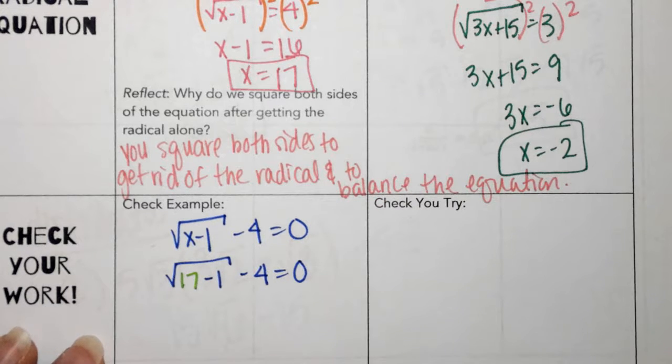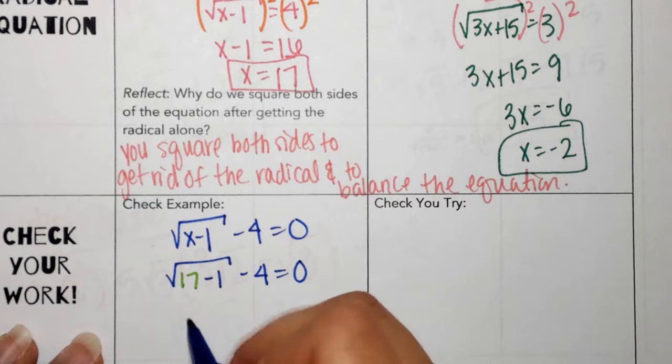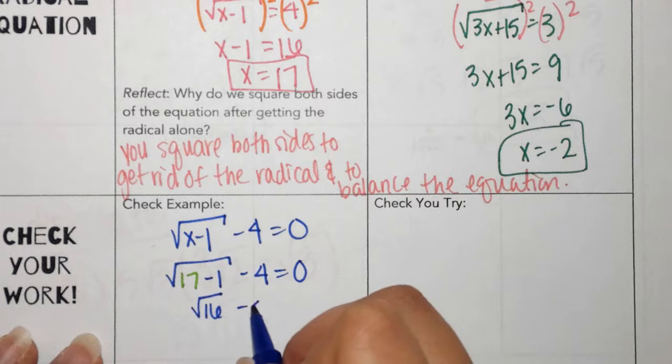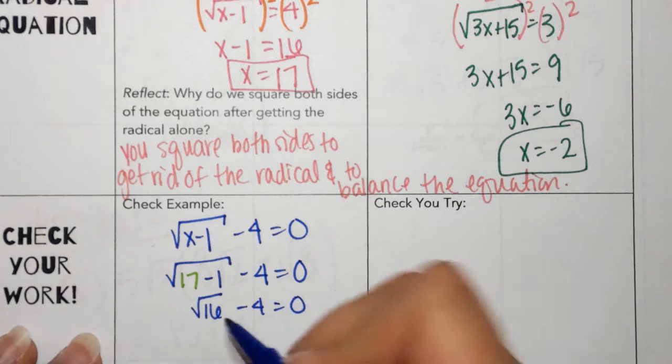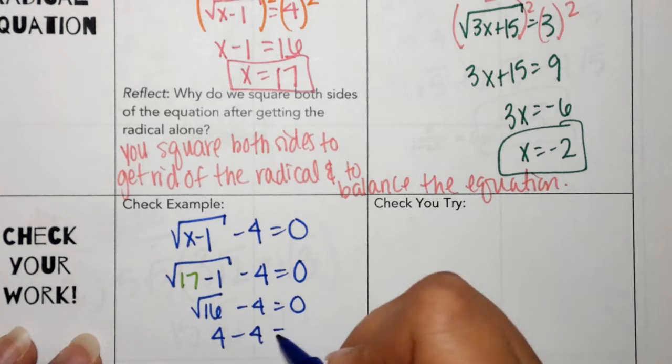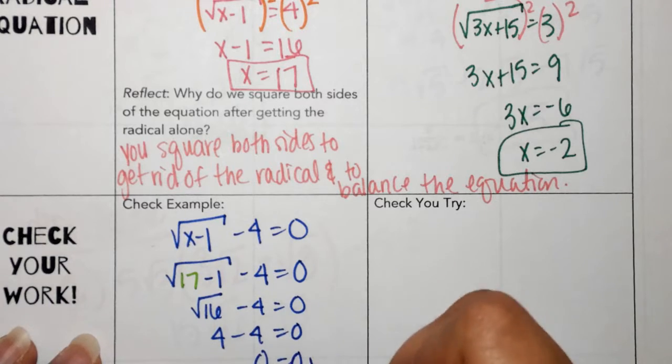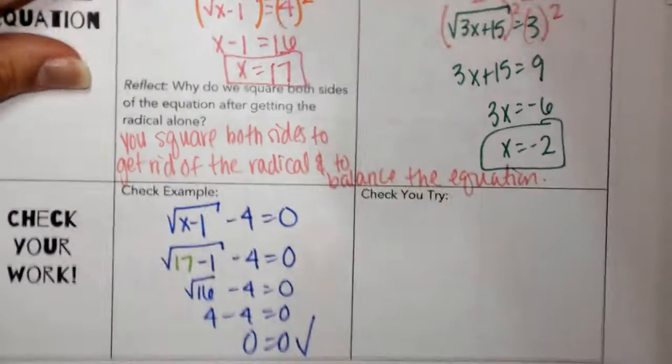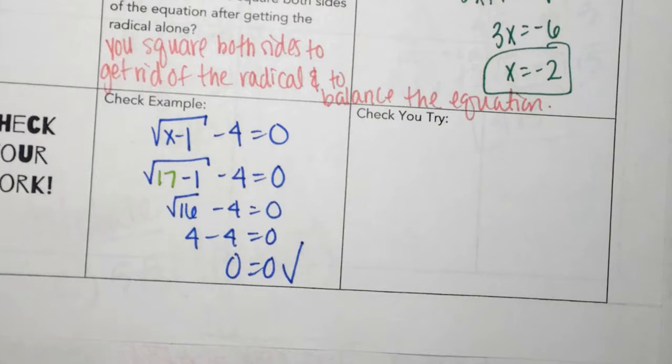Right? X is 17. What's 17 minus 1? What's the square root of 16? 4. And what's 4 minus 4? 0. We did it right. Look at us go.